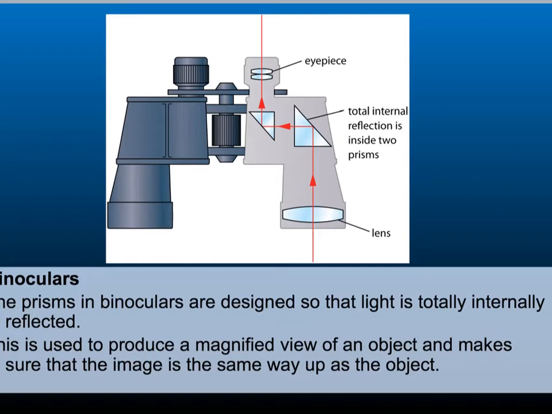Binoculars also make use of total internal reflection. The prisms in binoculars are designed so that light is totally internally reflected. This can then be used to produce a magnified view of an object and make sure that the image is the same way up as the object which is being viewed.